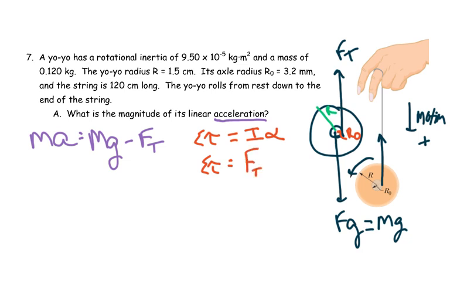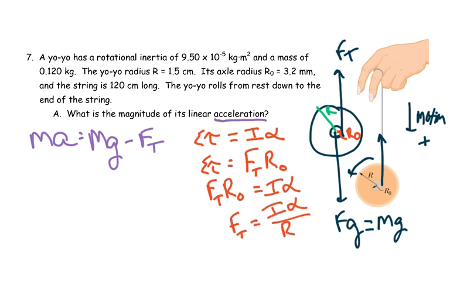So my tension times the radius R naught, because that's where the string is, so that's the radius you have to use. Then I can combine these two together. My tension times that radius equals the rotational inertia times the angular acceleration. Now I can divide both sides by that radius, and now I have an equation with known quantities that I can substitute in for the tension force.